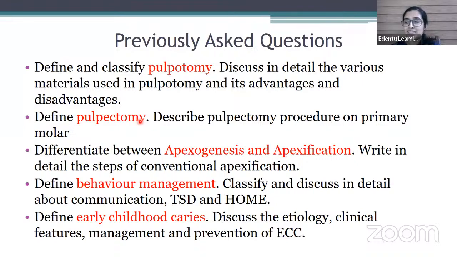A very important tip to score better is to read the question properly, and once you read it, try to chart the answer in such a way that your structure is very good. For example, see the first question: define and classify pulpotomy, discuss in detail the various materials used in pulpotomy and their advantages as well as disadvantages. When you start your answer, it should be in a proper structure, with the definition and introduction, and all the subcategories being asked in the question. If you follow this method, it is going to be aesthetically pleasing for the examiner, and it also helps you in scoring better. So let's start with the first topic.